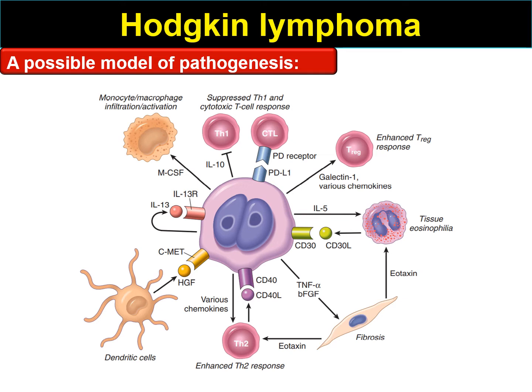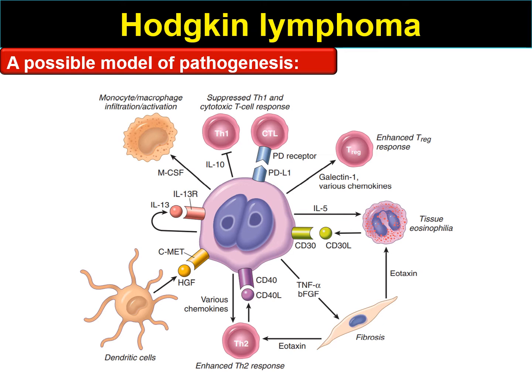Reed-Sternberg cell. Then there is expression of c-Met protein that binds with hepatocyte growth factor, and it recruits dendritic cells. Then CD40 is also expressed on this, and it is responsible for enhanced T helper 2 response. The tumor necrosis factor alpha and beta fibroblast growth factor are responsible for fibrosis, and CD30 is also expressed. Interleukin 5 is responsible for tissue eosinophilia.